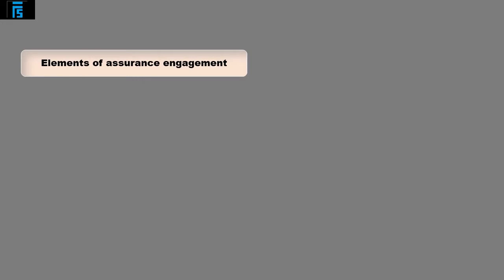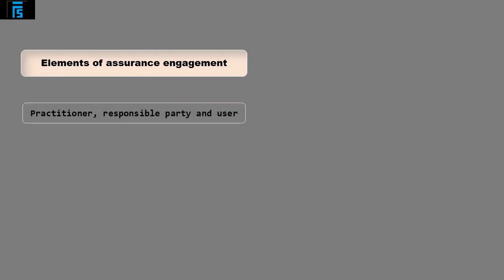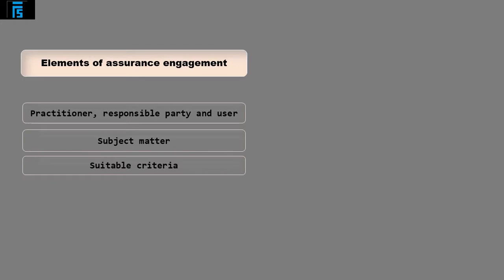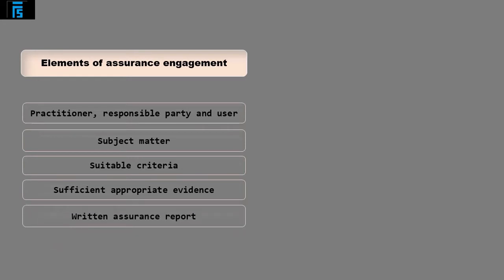There are 5 elements of any assurance engagement. The 3 parties involved, the practitioner, the responsible party and the user. The subject matter. A suitable criteria which the subject matter is evaluated. Sufficient appropriate evidence. And a written assurance report.